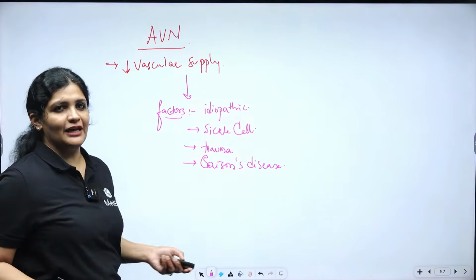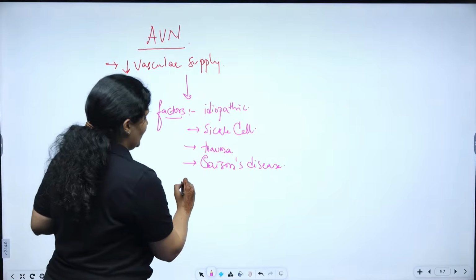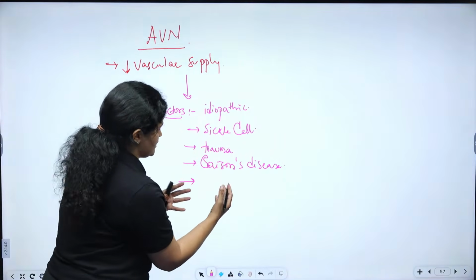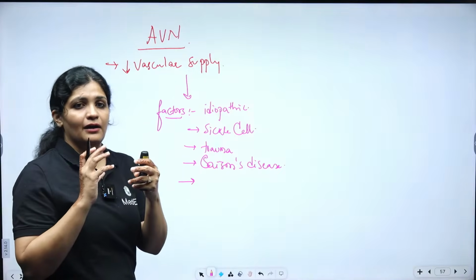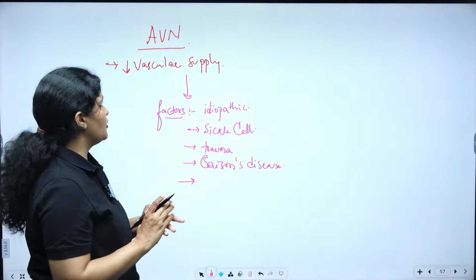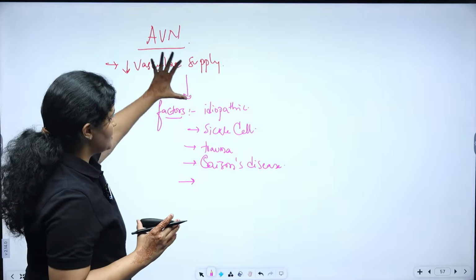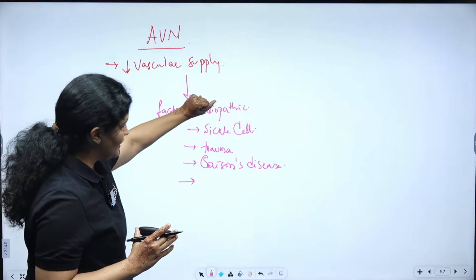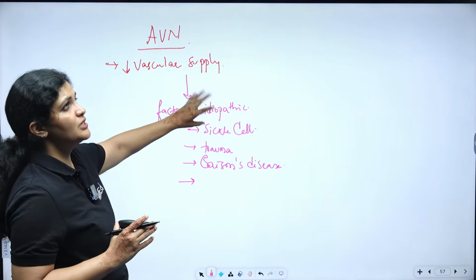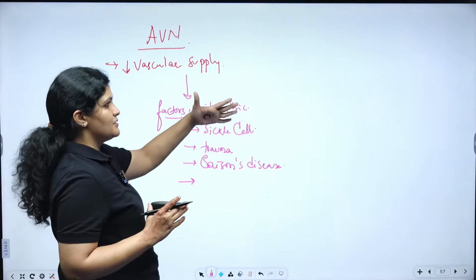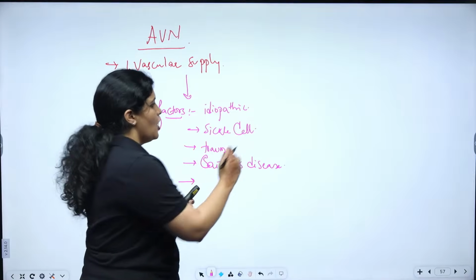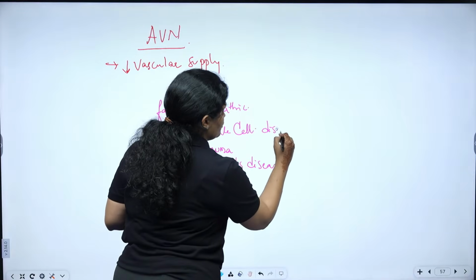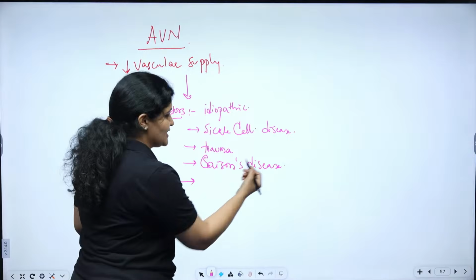So for this question, the answer is avascular necrosis. These are some of the causes. Avascular necrosis is damage or necrosis of the femoral head because of reduced vascular supply, and this can happen for no reason. Usually the patient presents with AVN and the answer is idiopathic, or they can have hemoglobinopathies like sickle cell disease, or trauma. They can have traumatic causes, or they can have Caisson's disease, right?